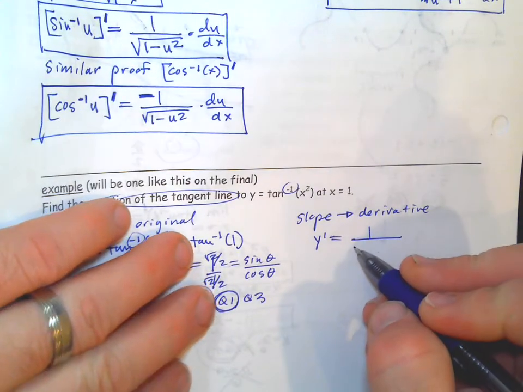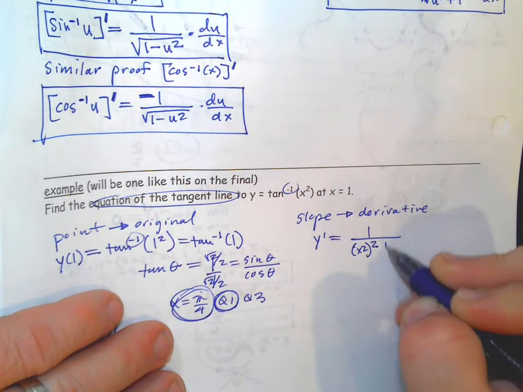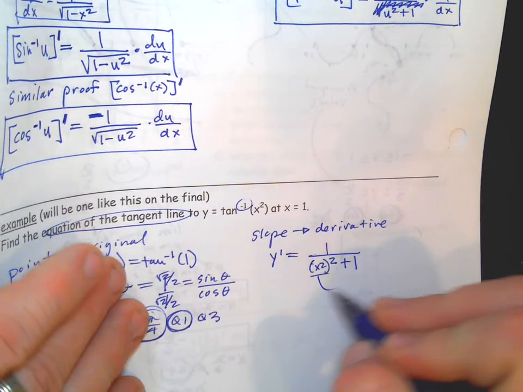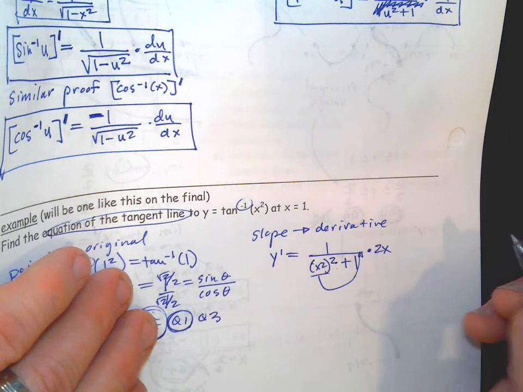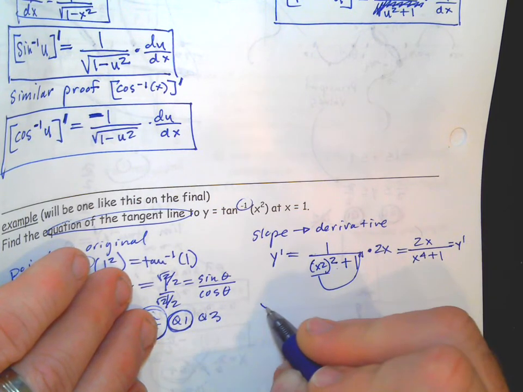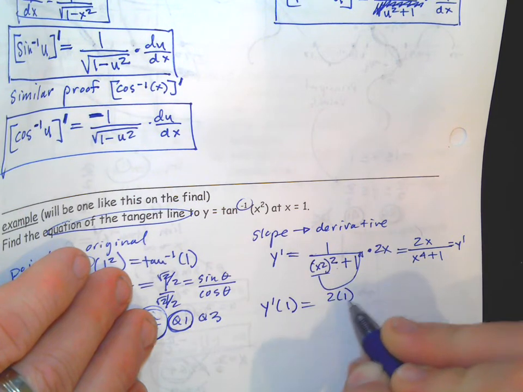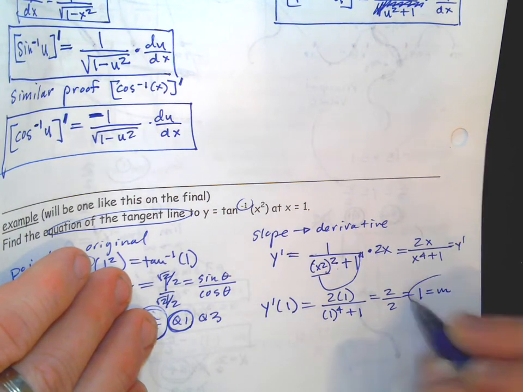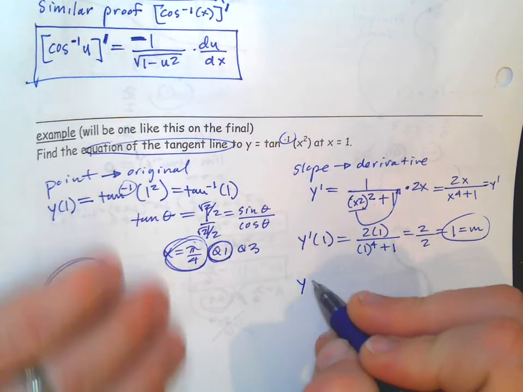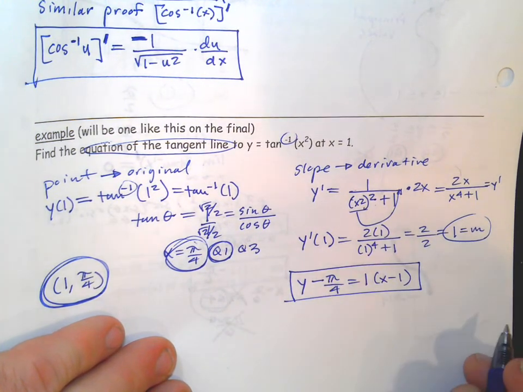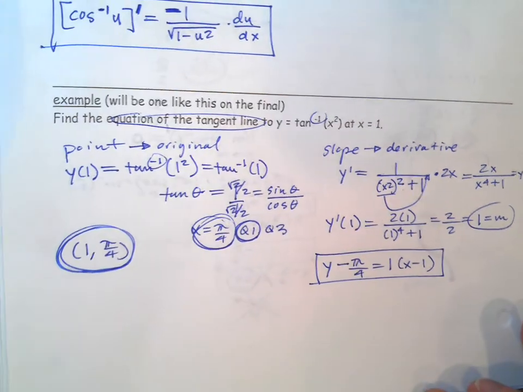So it's going to be 1 over what's inside squared plus 1. That's where the u thing comes in. Okay, if it's a more complicated expression, it's whatever's inside squared. And then, of course, the chain rule says you got to multiply by the derivative of what's inside. And so we get 2x over x to the 4th plus 1. That's the derivative. And so then we want it at x equals 1. So we're going to plug 1 into this. And it's going to give us 2 over 2, which is 1. So that's your slope. So then we're going to write the equation in point slope form. Y minus pi over 4 equals 1 times x minus 1. Point slope form.